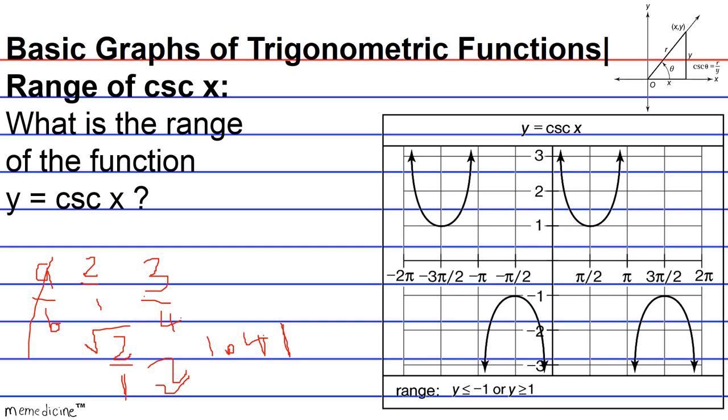Okay. All right. So yeah, basically the range of y equals cosecant of x is y is less than or equal to -1 or greater than or equal to 1.